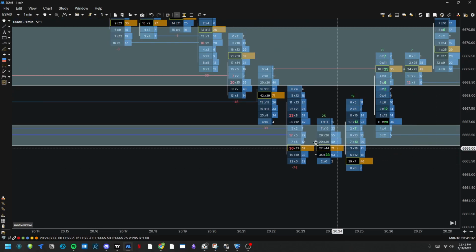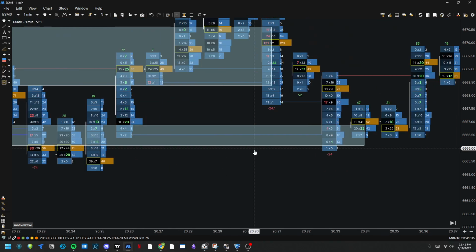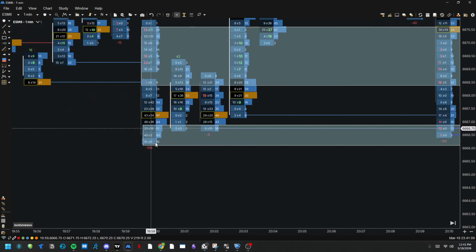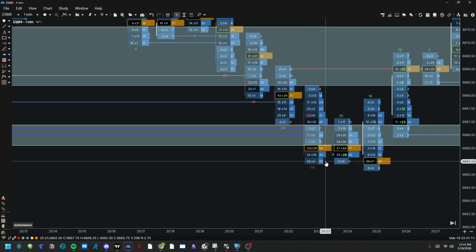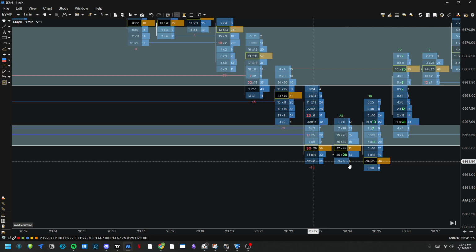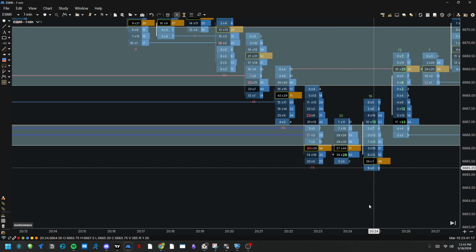Okay, so after we take this low out, with all these trapped sellers, what do we do after again? It's 22 on 0, the same. 20 on 39.7, 80.